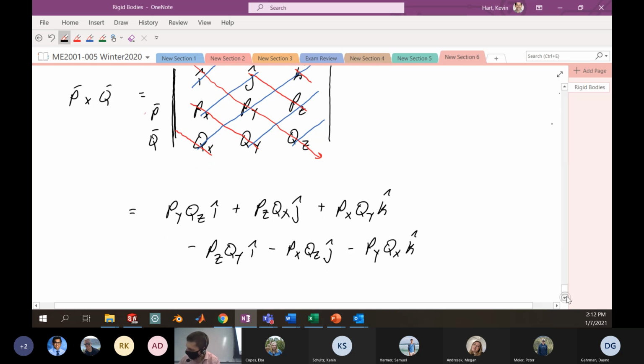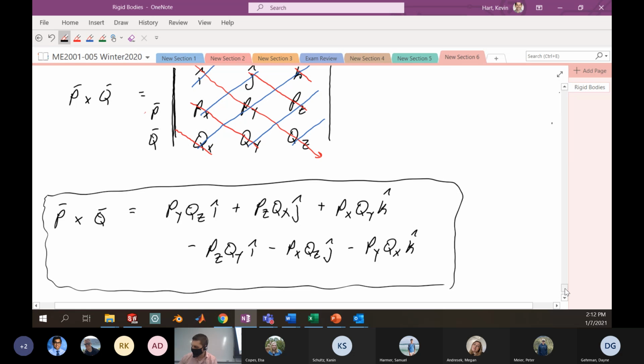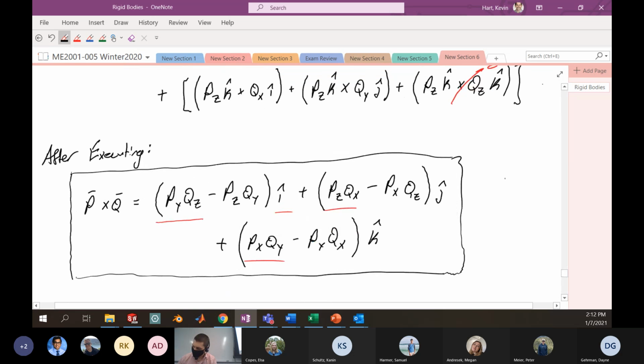Okay. And so our final result here is the same as what we showed above. It's rearranged slightly because I have the positive and negative terms separated below, but it's the same thing.